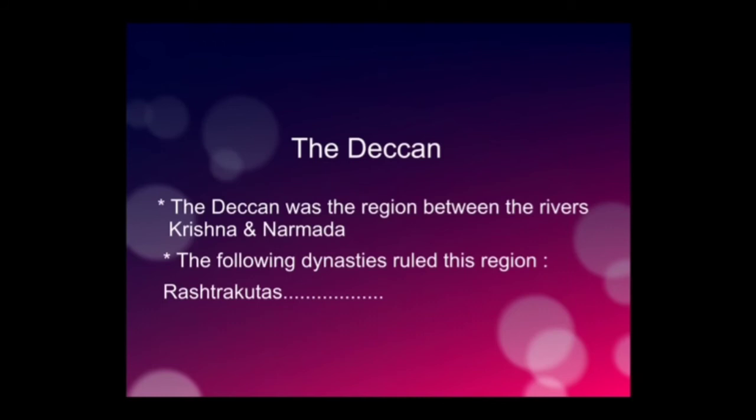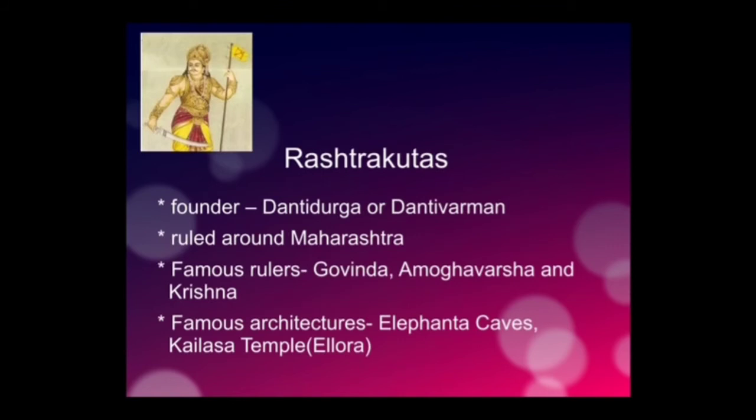Now, let's move to the southern part of India, the Deccan. The Deccan was a region between the rivers Krishna and Narmada, and this region was ruled by many dynasties. So, let's learn about these dynasties. Rashtrakutas. The Rashtrakutas came to power in the 8th century, and the most powerful king and the founder of the Rashtrakuta dynasty was Dantidurga, or we can say Dantivarman.